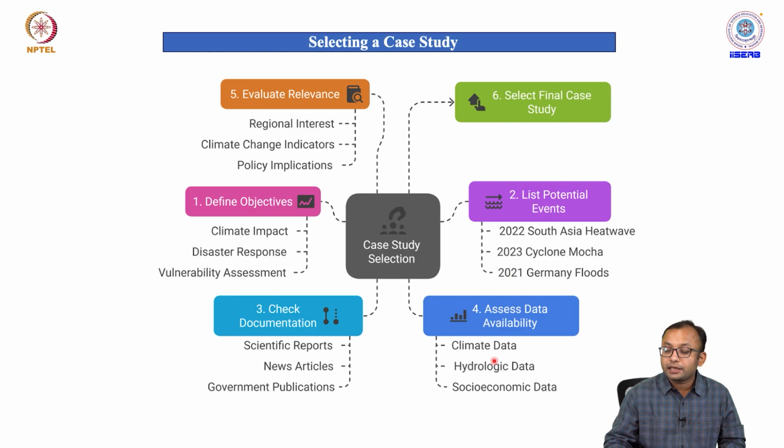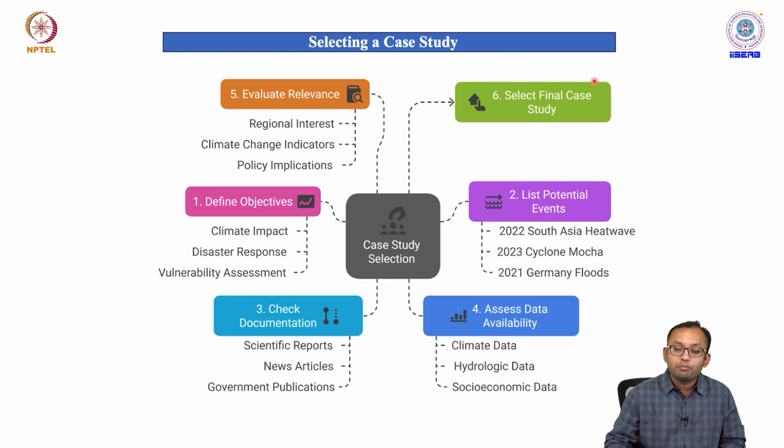Then you start assessing the data availability. What is the total amount of data you have available? The data is available, right? It could be from, let us say, observational network, ground observational network. It could be from your remote sensing data, satellite data set. It could be from your reanalysis data set. It could be from multiple sources of the data set. It could be your climate data, it could be hydrological data set, it could be socioeconomic data set. So, that is called assessment of data availability of different types of data in that particular region.